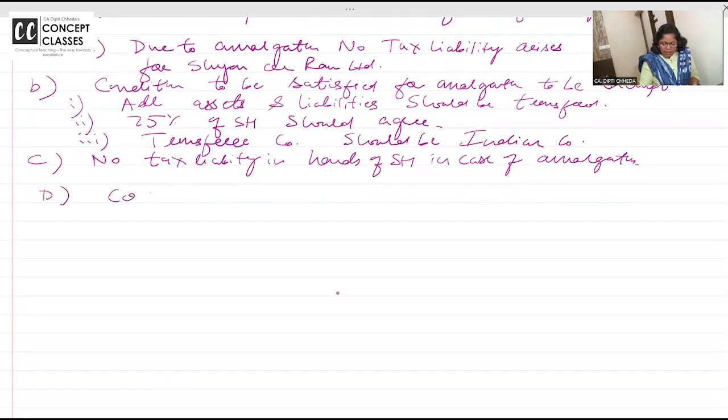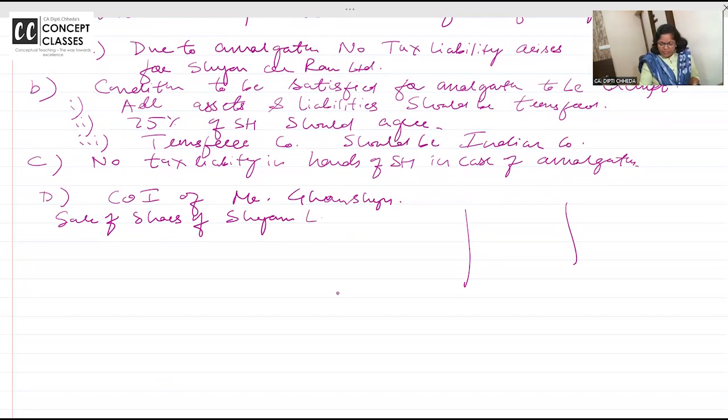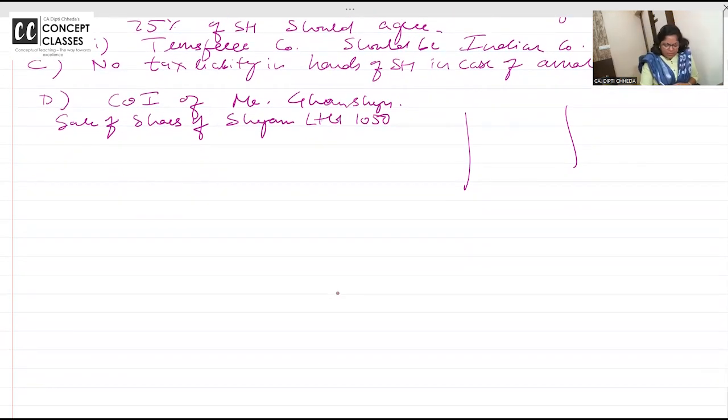Debit. Compute the capital gain. Computation of income of Mr. Ghanshyam when he is selling the shares. Okay. Sale of shares of Shyam Limited. नई कंपनी के शेयर्स 1050 मिले ना. That ratio is clear to all of you. If you want, you can write it here also. 2:3 ratio. So 700 is to question mark. 1050 shares he's selling for 600, that is 6,30,000.